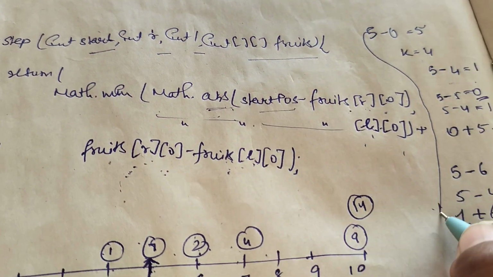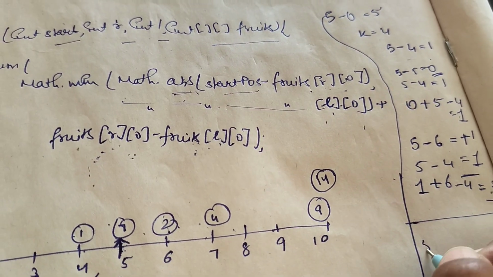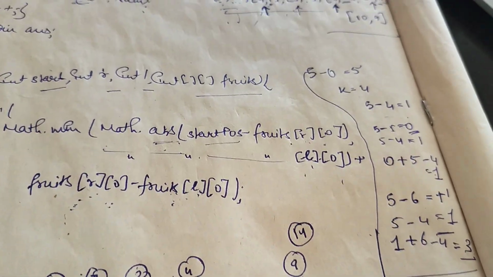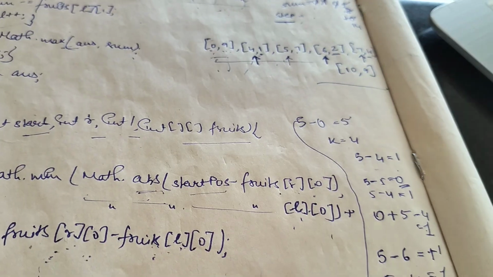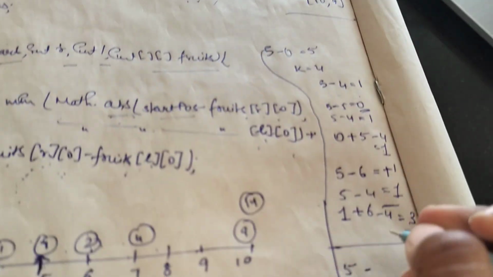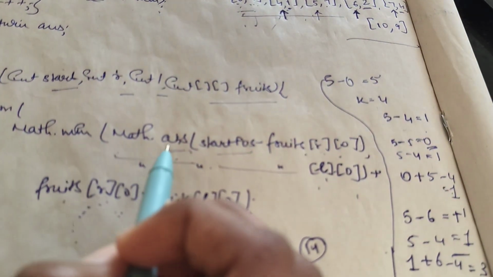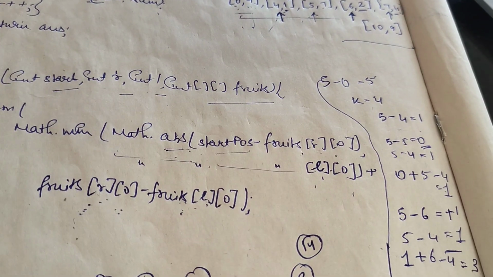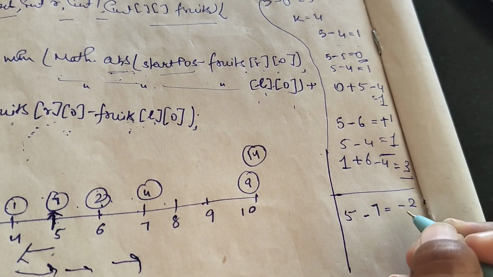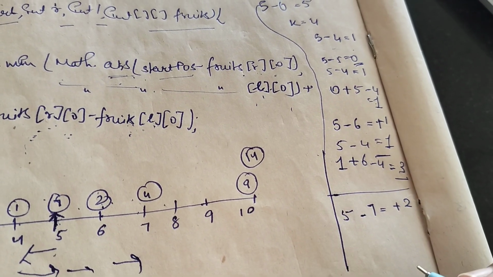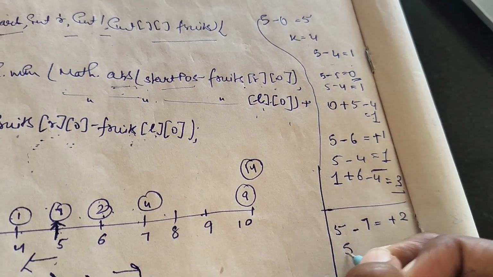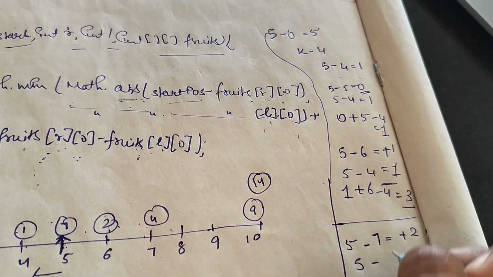And when I check 5, r of 0, what is the r of 0? 7. R of 0, 7. 5 minus 7 equal to minus 2, but since we are going to use the absolute value, so that's why it will be plus 2. Okay. Now 5 minus left of 0, 4.